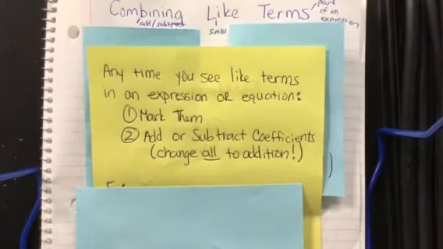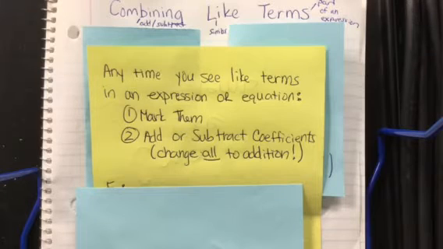Then I'm going to add or subtract my coefficients, my numbers that are attached to the variables, or that are not attached to the variables. We call those constants, right? So we said that 4a and 5a are like because their variables are the same, but their numbers are not. So that's where we combine. That's where we add or subtract.